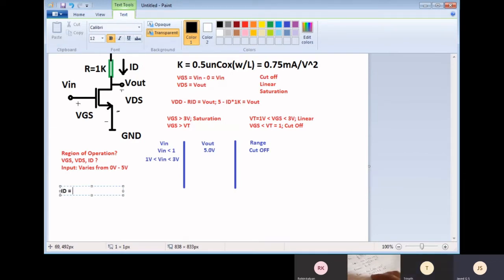ID equal to K times (VGS minus VT) whole square. So this is for saturation.